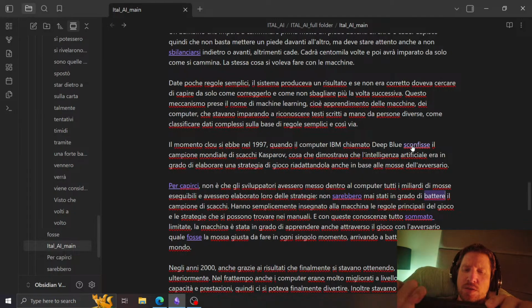So, sconfisse is actually the third person singular of the past historic tense. In English, it would be something like he, she defeated, or he, she overcame. It's used mainly in written narratives. And the difference between that and sconfiggeva is what? Good question. Sconfisse is that past historic, more literary form often used in stories, while sconfiteva is the imperfect, which describes an ongoing or habitual action in the past. So, sconfisse is more like a single completed event, and sconfiteva is a repeated or continuous action.